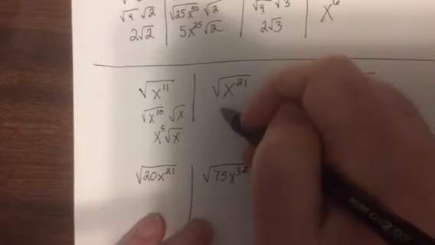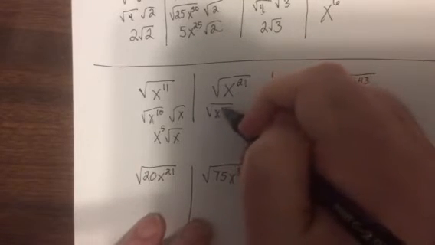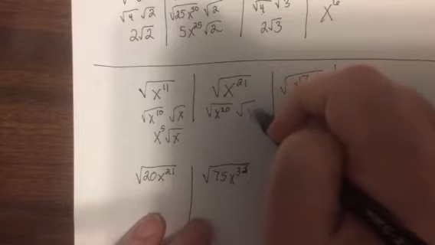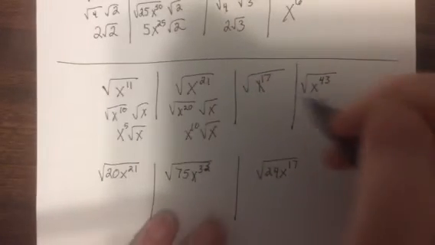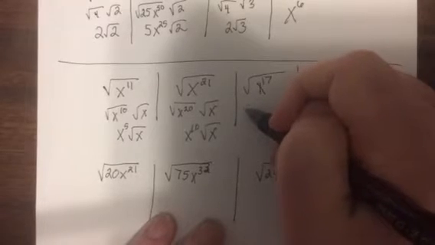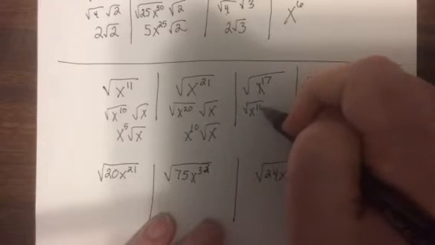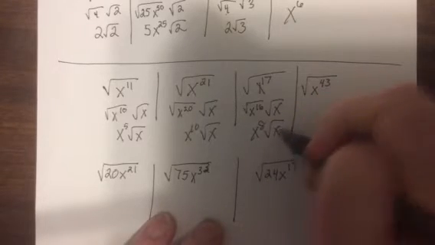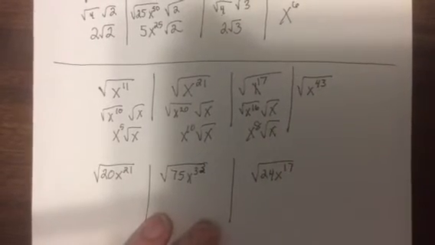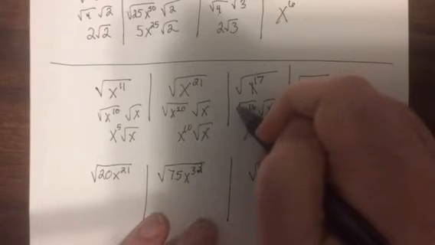x to the 21, not even. So I'm going to break it up. x to the 20, x. So it'd be x to the 10th times square root of x. This one, square root of x to the 16th, so it'd be x to the 8th, because whenever you have a power, you divide it by the index. And the index is 2.